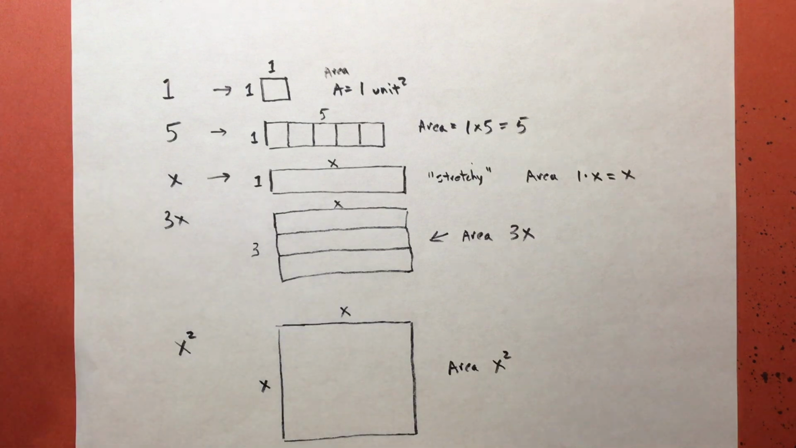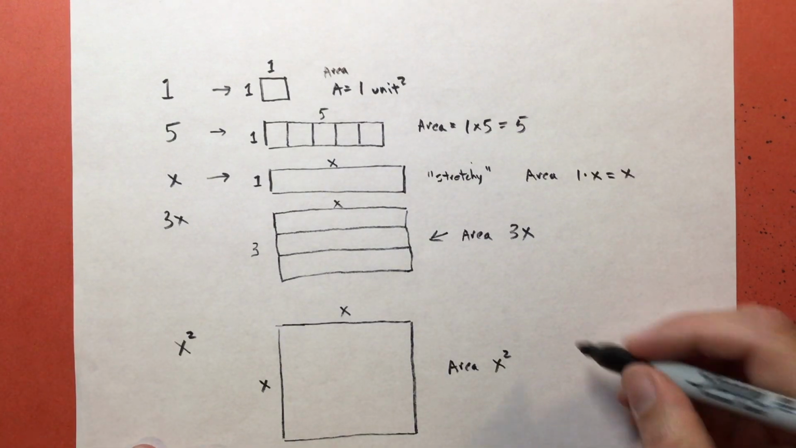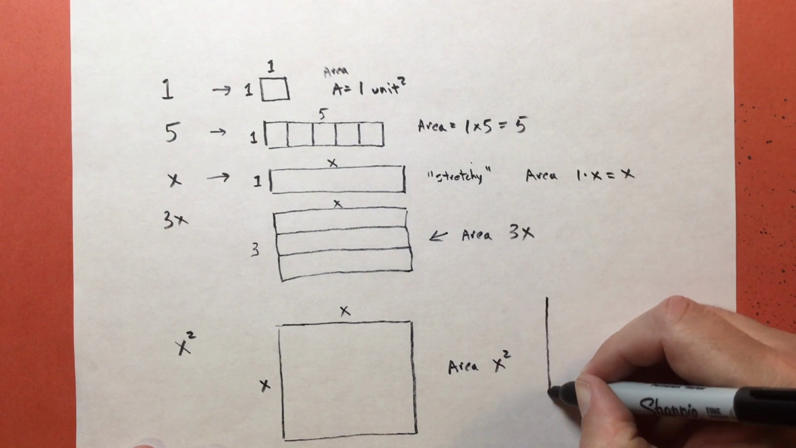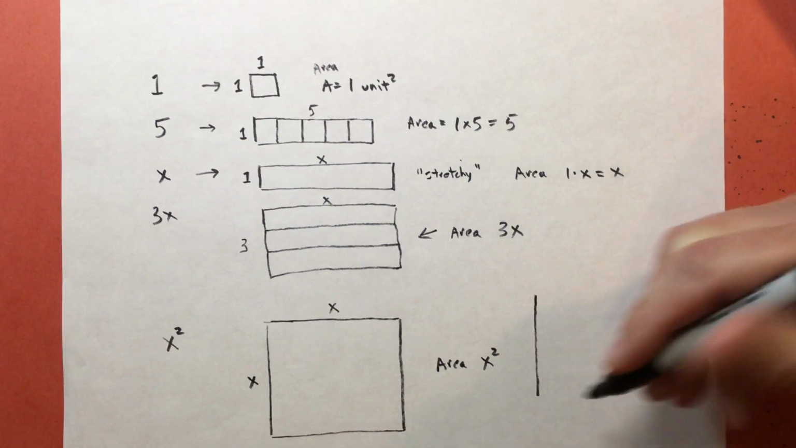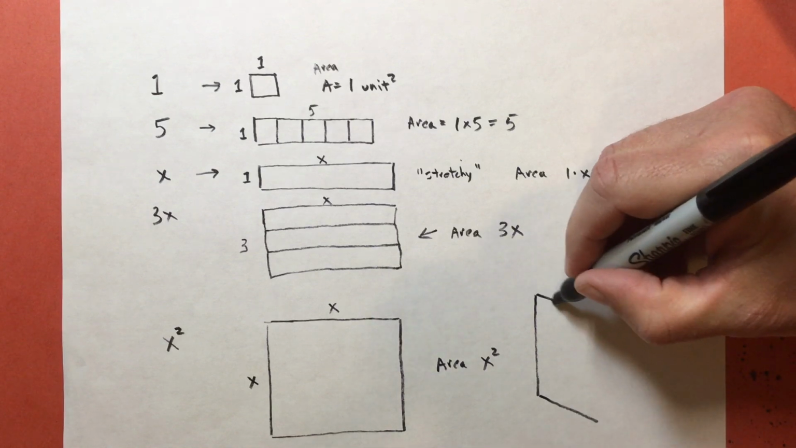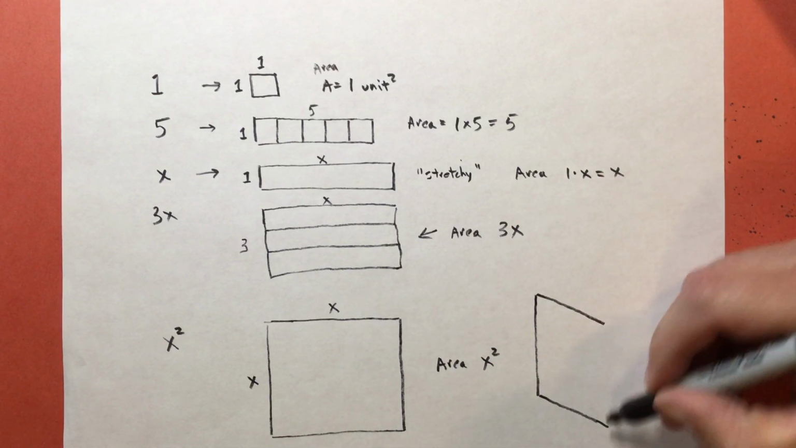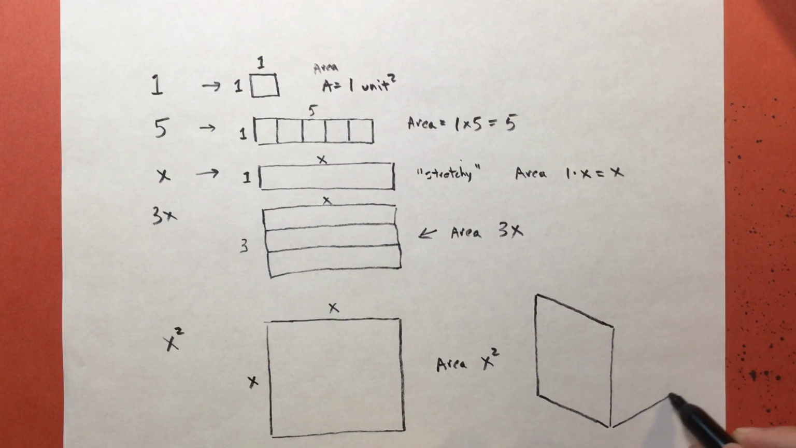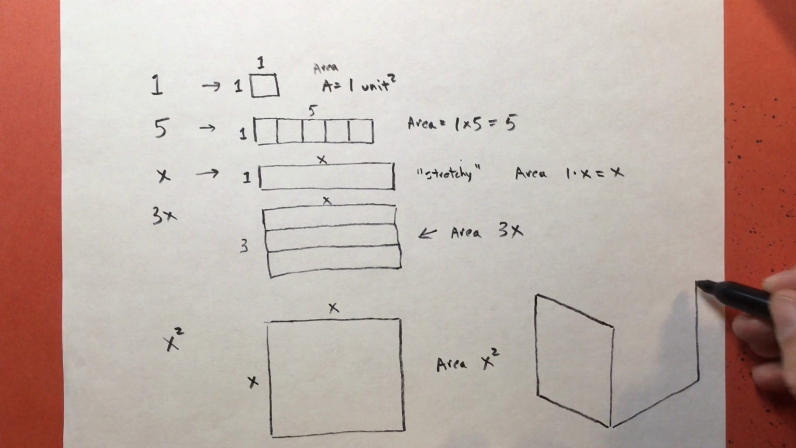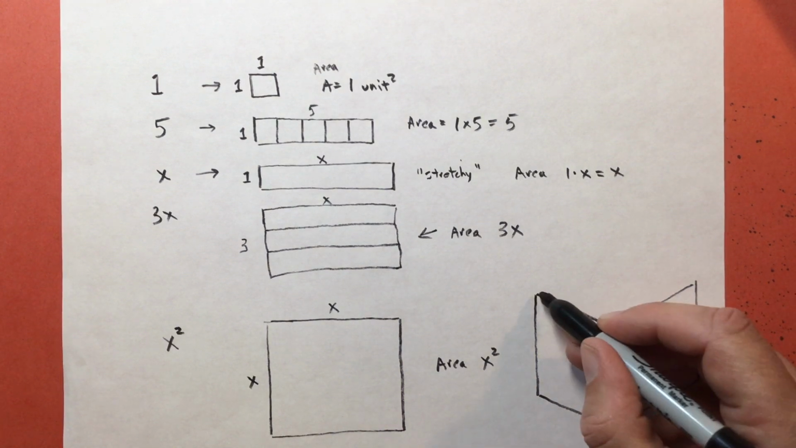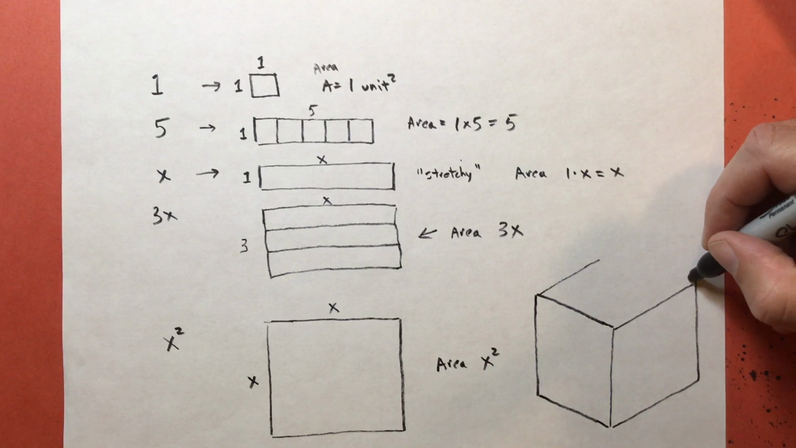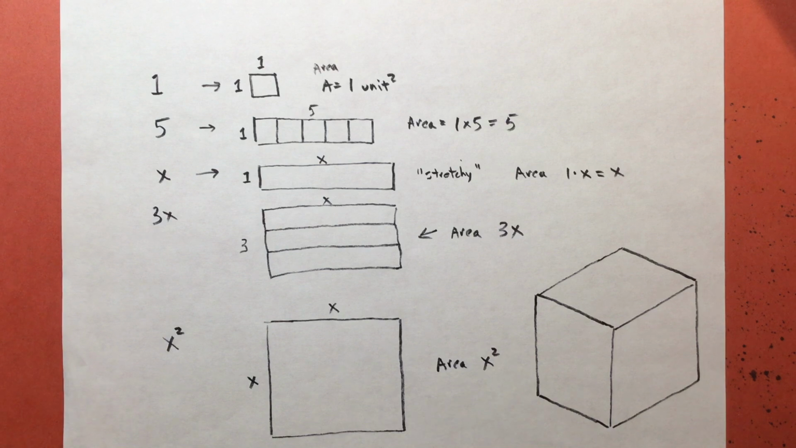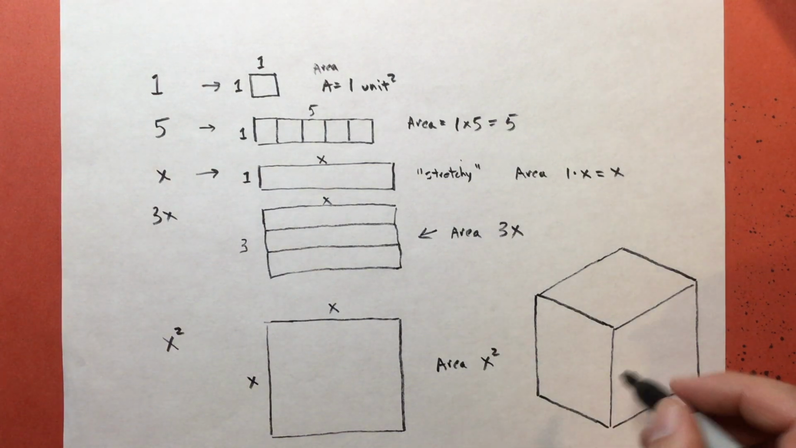You say, well, what about x to the third power? All right, I'm going to have to draw this three-dimensionally because x to the third power means cube. So I'll try to draw it. I might have to stand over here. I'm drawing it kind of oblique. It's not going to be perfect. But this now looks like a block, but it's a cube.